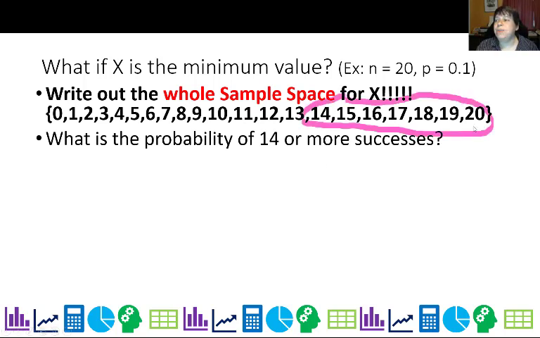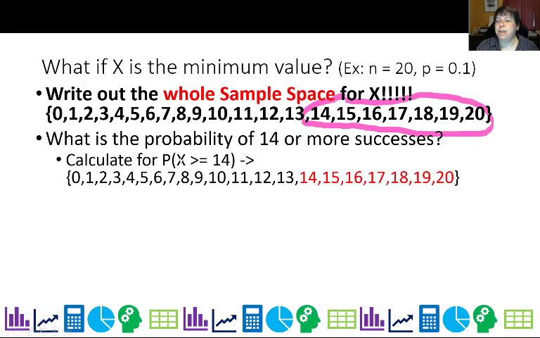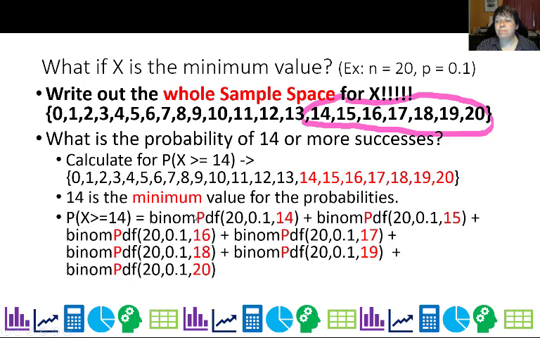Well, I'm looking for these. All of these count as 14 or more. I want to calculate the probability that x is greater than or equal to 14. What I could do is just add up the probabilities. Remember, it's p for each individual probability. I could work it out for 14, 15, 16, 17, 18, 19, and 20. But wait, is there an easier way?